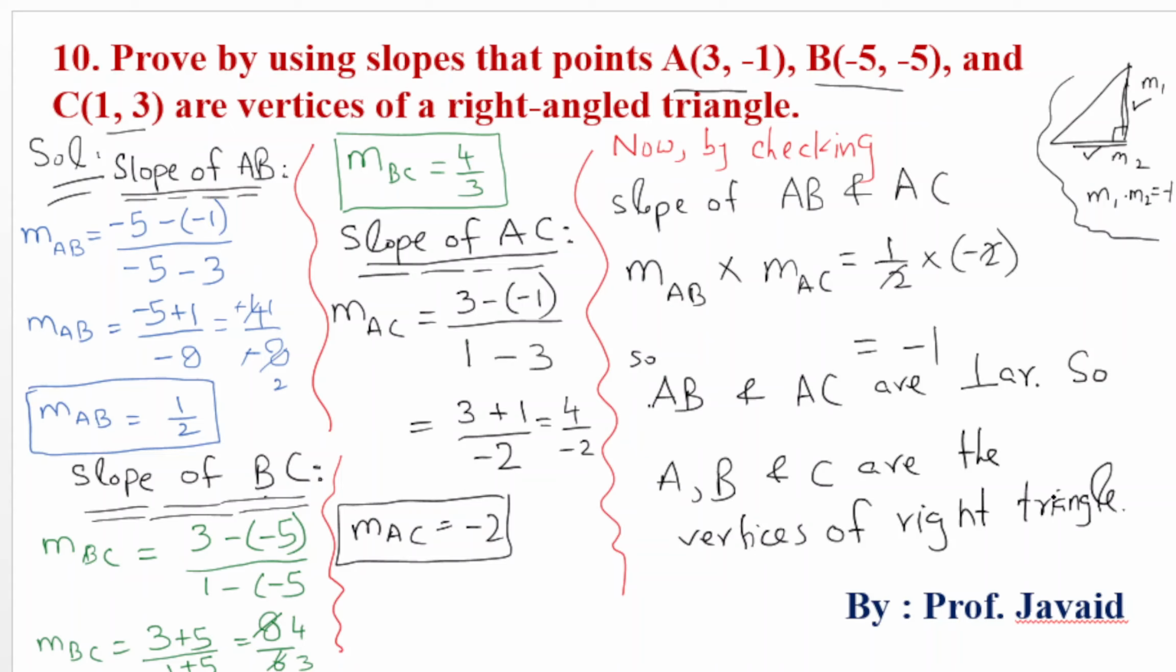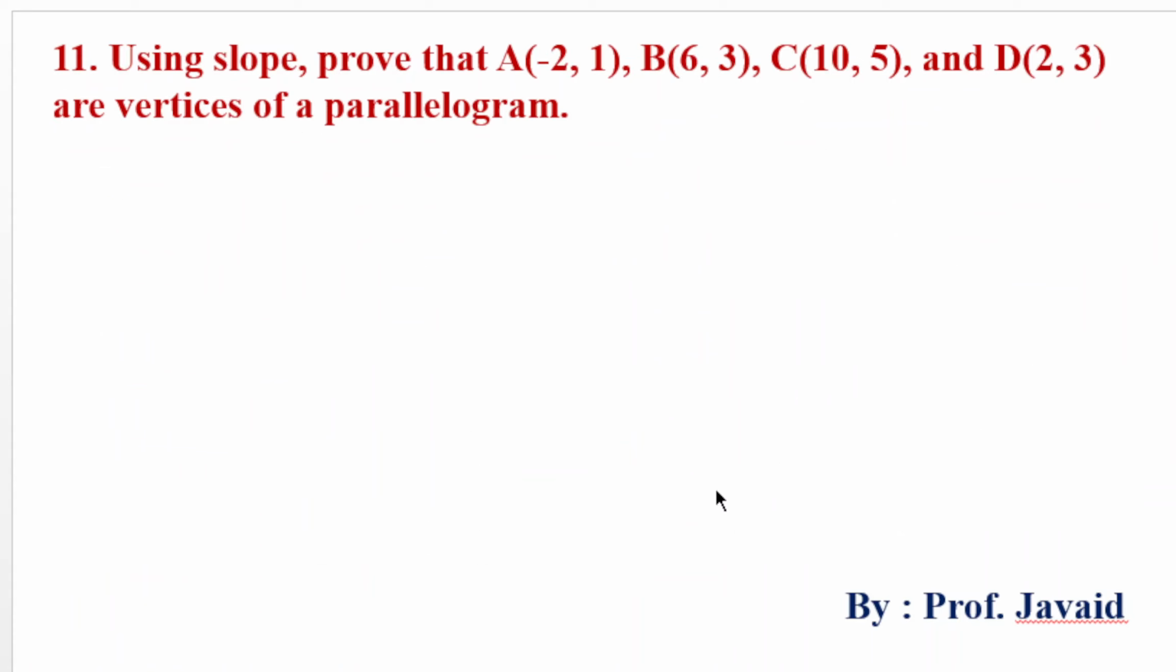So I hope every student understands this. Let's move toward the next question that is in front of us. This question is also very interesting and an easy question. Okay, let's start. Let me write the solution and then we will see the question. Using slope, prove that A, B, C and D are the vertices of a parallelogram.